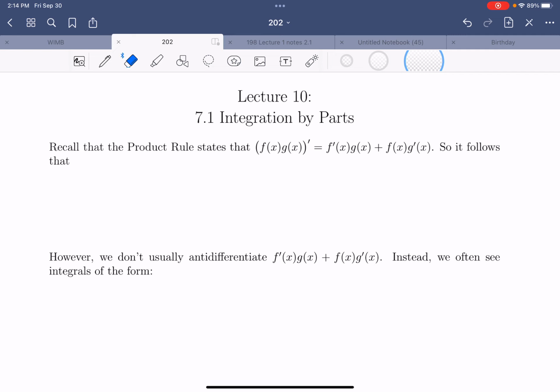So remember that when we did use substitution, that was undoing the chain rule, right? So the next rule that we want to undo is our product rule. And so just recall that the product rule tells us this.